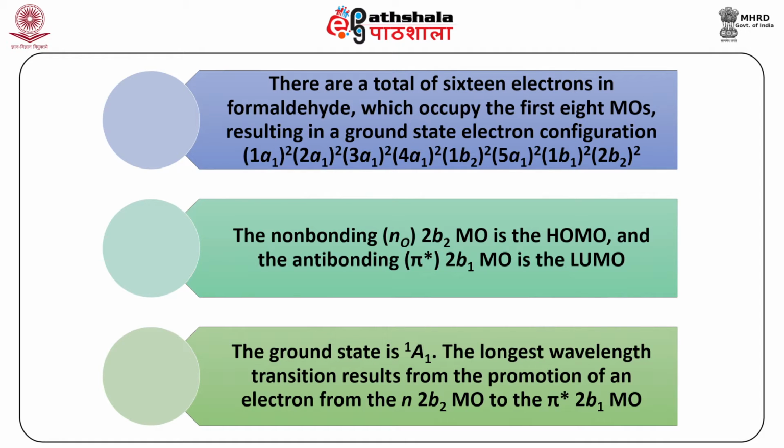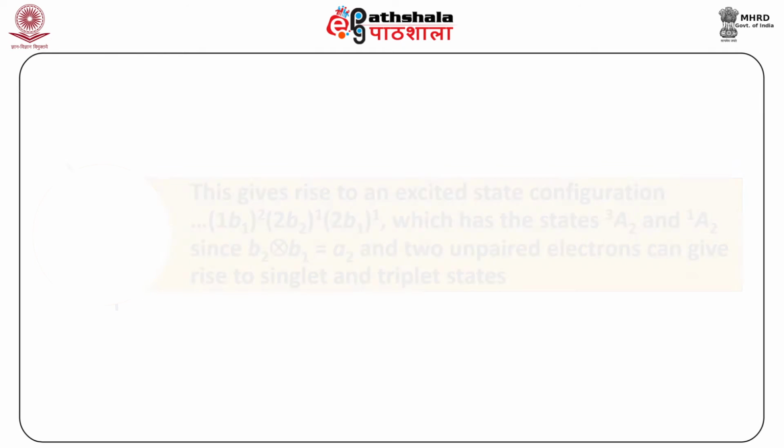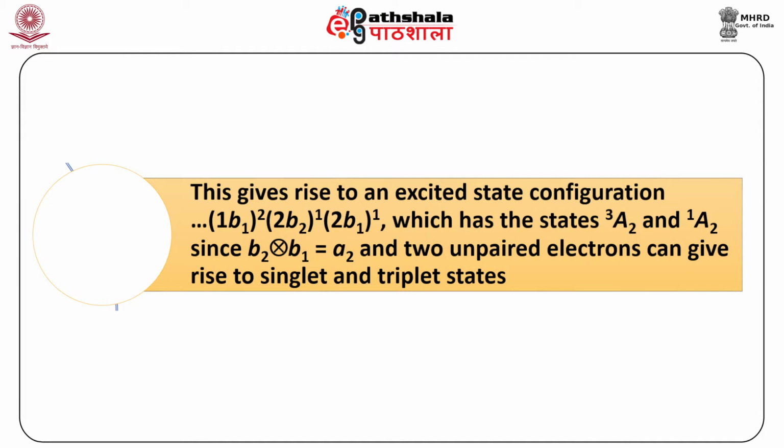The longest wavelength transition results from the promotion of an electron from the non-bonding 2B2 MO to the pi star 2B1 MO, and the excited state electronic configuration will then be, the rest is the same, 1B1 twice, 2B2 1, 2B1 1, and from this two states arise. One is 3A2 and the other one is 1A2, because B2 times B1 is equal to A2, and there are two unpaired electrons and they can give rise to either a singlet state or a triplet state. And you notice that I have written something like A bar and A capital bar. These are known as n pi star states.